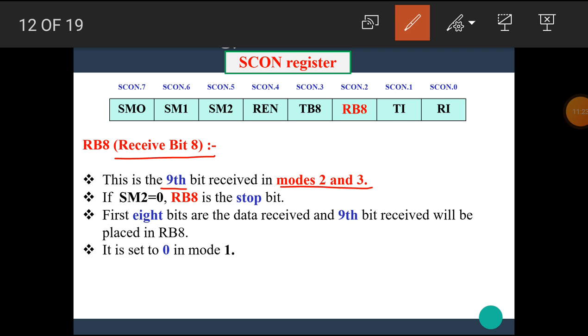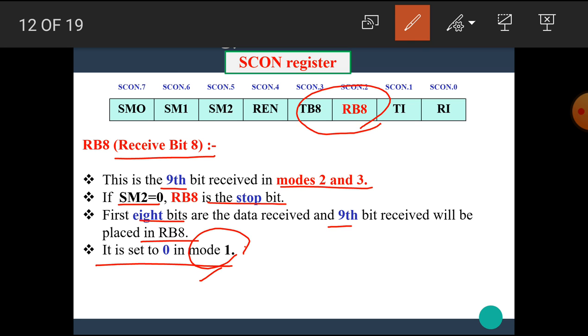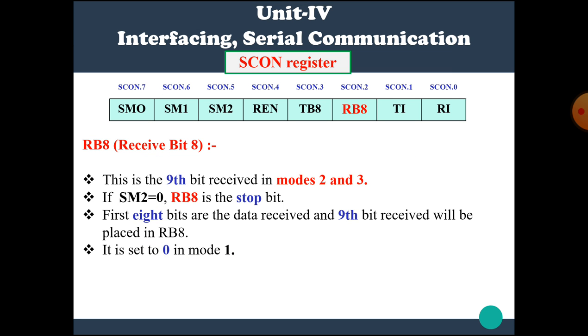If SM equal to 0, RB8 is the stop bit. The first 8 bits are the data received, and the ninth bit received will be placed in RB8. It is set to 0 in mode 1. That means both the TB8 and RB8 are set to 0 while using mode 1. I hope you all understand here.